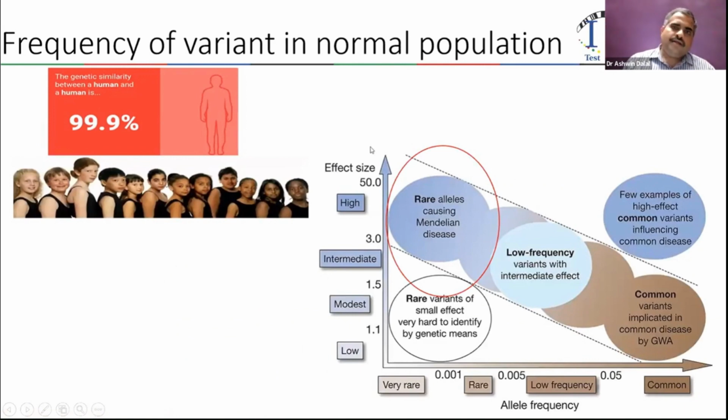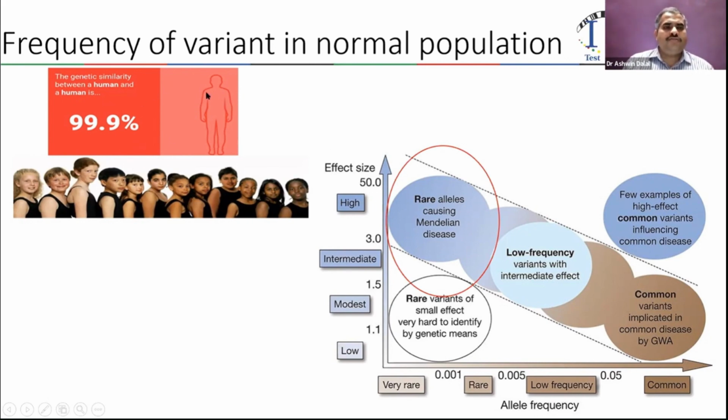So the type of mutation helps us to interpret whether it is likely to be disease causing or not. A missense mutation is less likely compared to a frame shift or a nonsense mutation. So that is one evidence that we are going to use. The other evidence comes from the frequency of the variant in the normal population. So why is this important?